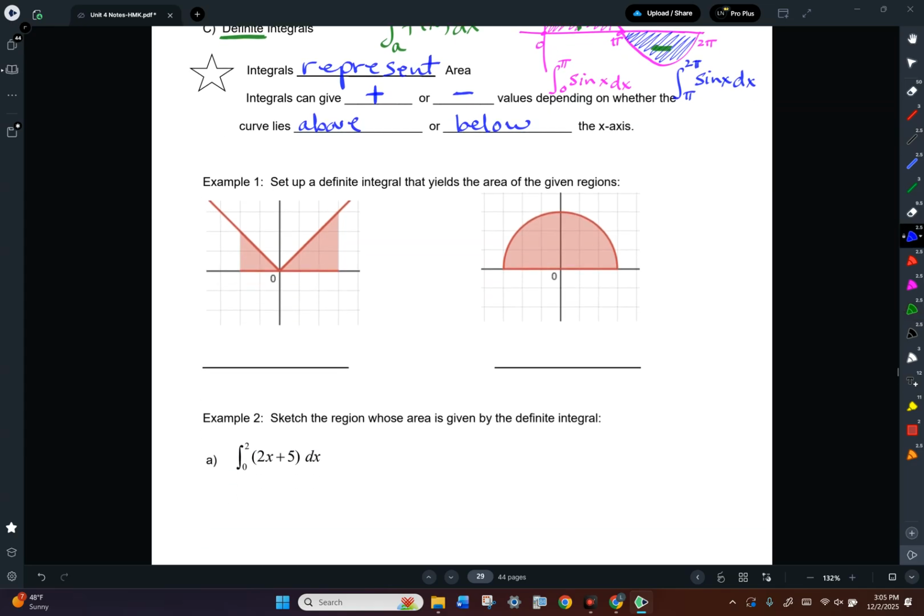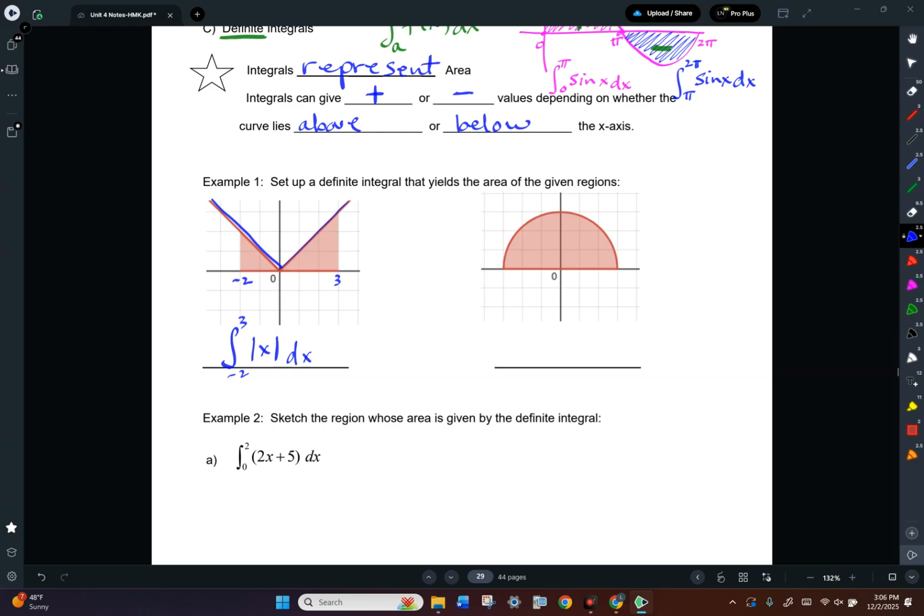So look at example 1. It says, set up a definite integral that yields the area of the given region. So I'm not asking you what the actual area is. I'm just saying, what would the integral representation be? Well, I would say the integral from a to b is the beginning and the end of the region. Whoops, that's not a 2, that's a 3. So it would be the integral from -2 to 3. Now, what is that curve? Remember, f of x is the equation of this curve that you're looking at the area underneath. Well, that equation is the absolute value of x. And remember, integrals always end in dx.